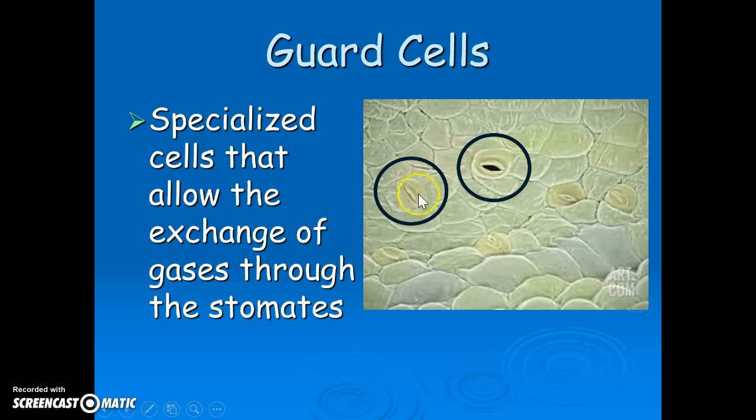So in this picture, you have two stomates. This stomate is open, this one is closed. And it's the guard cells around it that dictate when it should open and when it should close. This is a closed stomate. This is a guard cell. Guard cell. Stomate is just the hole, but it's not open. Guard cell, stomate. Guard cell, stomate, which is open.